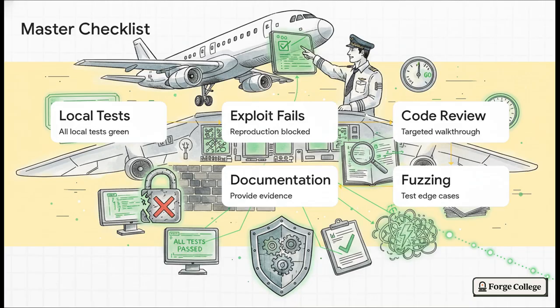I want you to treat this exactly like a pre-flight checklist on a commercial airplane. Every single step here needs to be completely checked off before mitigation is considered complete. If even one step is missing, you do not take off. You go right back to the drafting table.